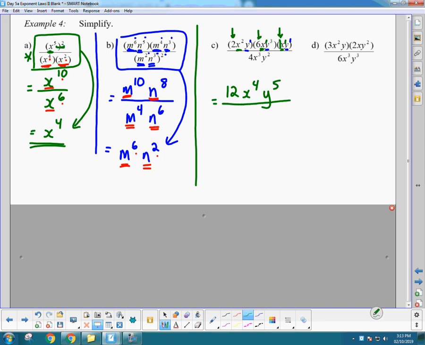On the bottom, there aren't any other rules to do. It's already been simplified to 4x cubed y squared. There's no multiplying with any other exponents. We can't multiply these two things. They're unlike bases. So we can't add those exponents or do anything. It's done. But we're not done because now we have a division.